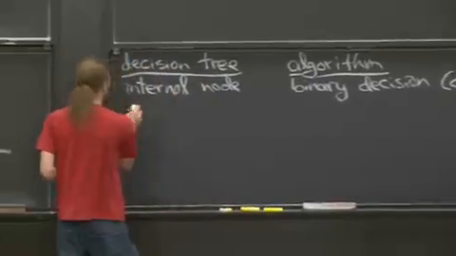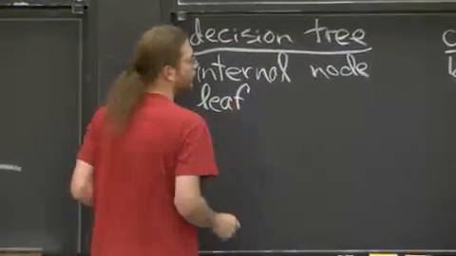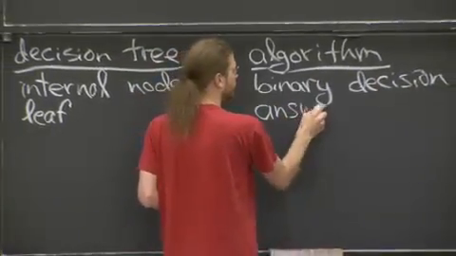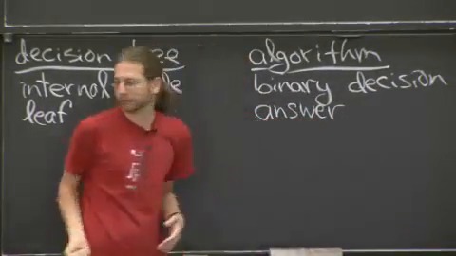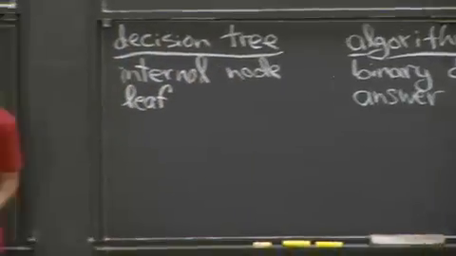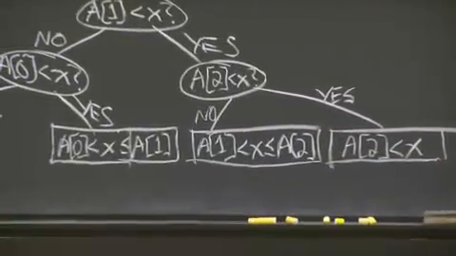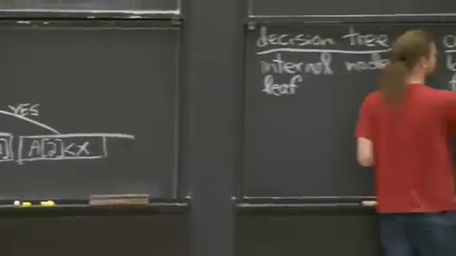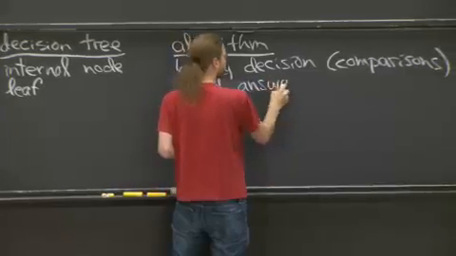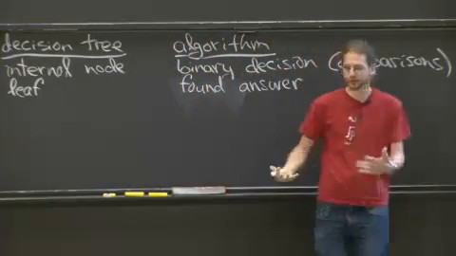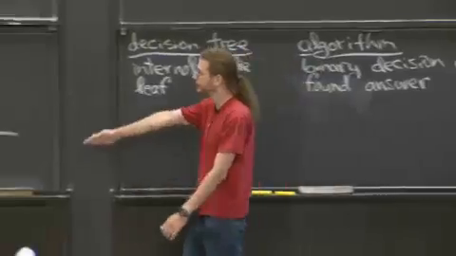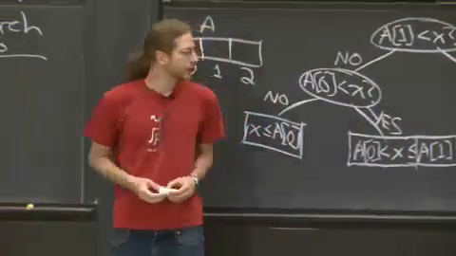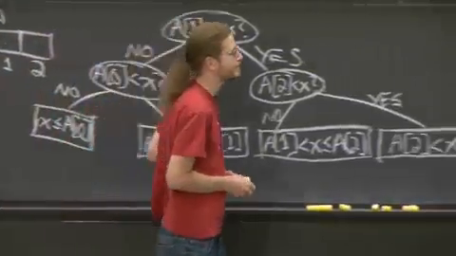OK, and then a leaf in this tree corresponds to, it stores or it represents that you've found the answer. Maybe I'll say found. So when the algorithm terminates, returns some answer to the problem, that's what we write down here. Here's where x is in this array. And yeah, we're done.